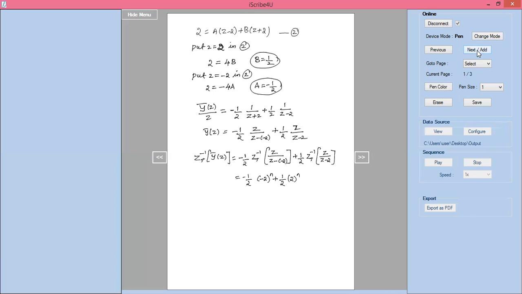Now y bar of z is nothing but, as we already know, z inverse of z divided by 2z divided by z square minus 4 equal to minus 1 by 2 into minus 2 power n plus 1 by 2 into 2 power n. If you want, you can simplify this. LCM you can take and you can simplify. Otherwise, you can leave it up to here also. Right. Next problem.